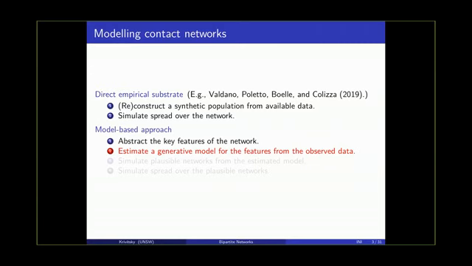Then we estimate a generative model, a probability model for these features given the observed data. That may not be straightforward, but that's what part of the talk is about. Then we can simulate plausible networks from the estimated model, because it's generative, and then simulate the spread over the plausible networks. The nice thing is that since we get to simulate plausible networks, we get a range of predictions. We get some idea of how robust our predictions are.